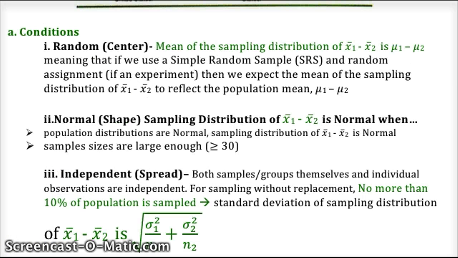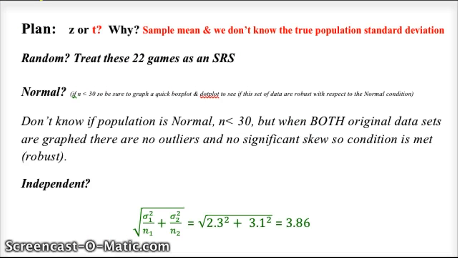So plan: we're checking random, normal, and independent. Remember, random tells us center, and normal tells us the shape. Independent tells us the spread, or lets us use our standard deviation equation. For random, we take the difference in the two means, which is what we would expect for the center. We're going to treat the 22 games as an SRS, which is the best we can do in this case. We don't know if the population is normal, so we're not sure if the normal condition is met. N is less than 30, so we would graph both original data sets, and if there are no outliers and no significant skew, the condition would be met.